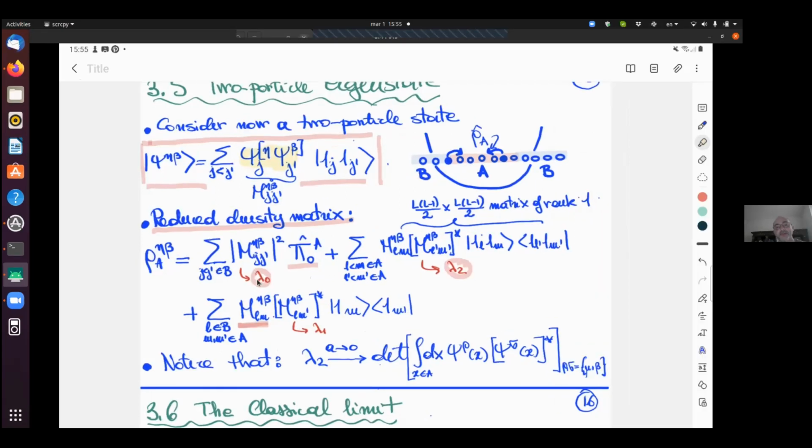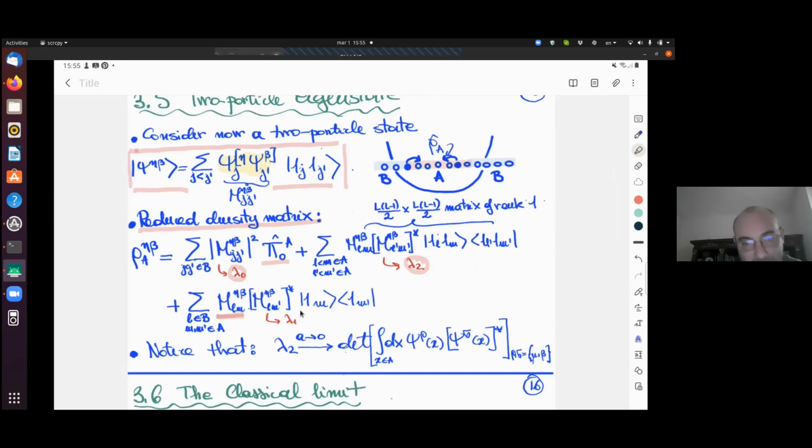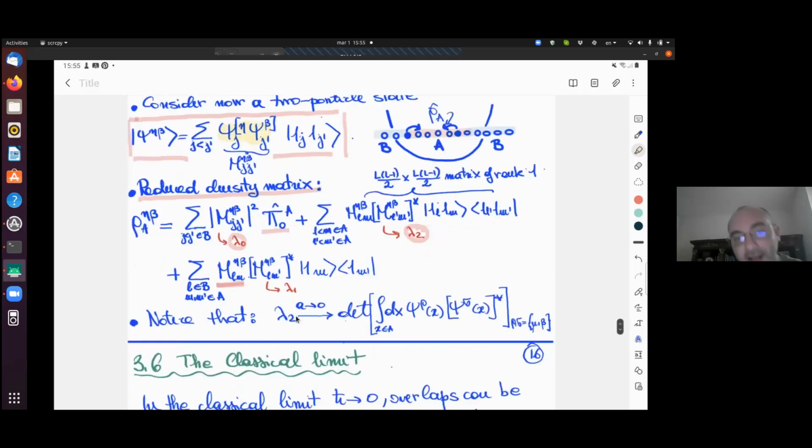So the task is to find the eigenvalues of this matrix, lambda 0, lambda 2, and then essentially all the eigenvalues in the one particle sector. Take the continuum limit, a goes to 0, and then take the h bar goes to 0 limit, which amounts to replacing this wave function with this WKB approximation and see what we can do. So this can be done. I'll tell you briefly how.